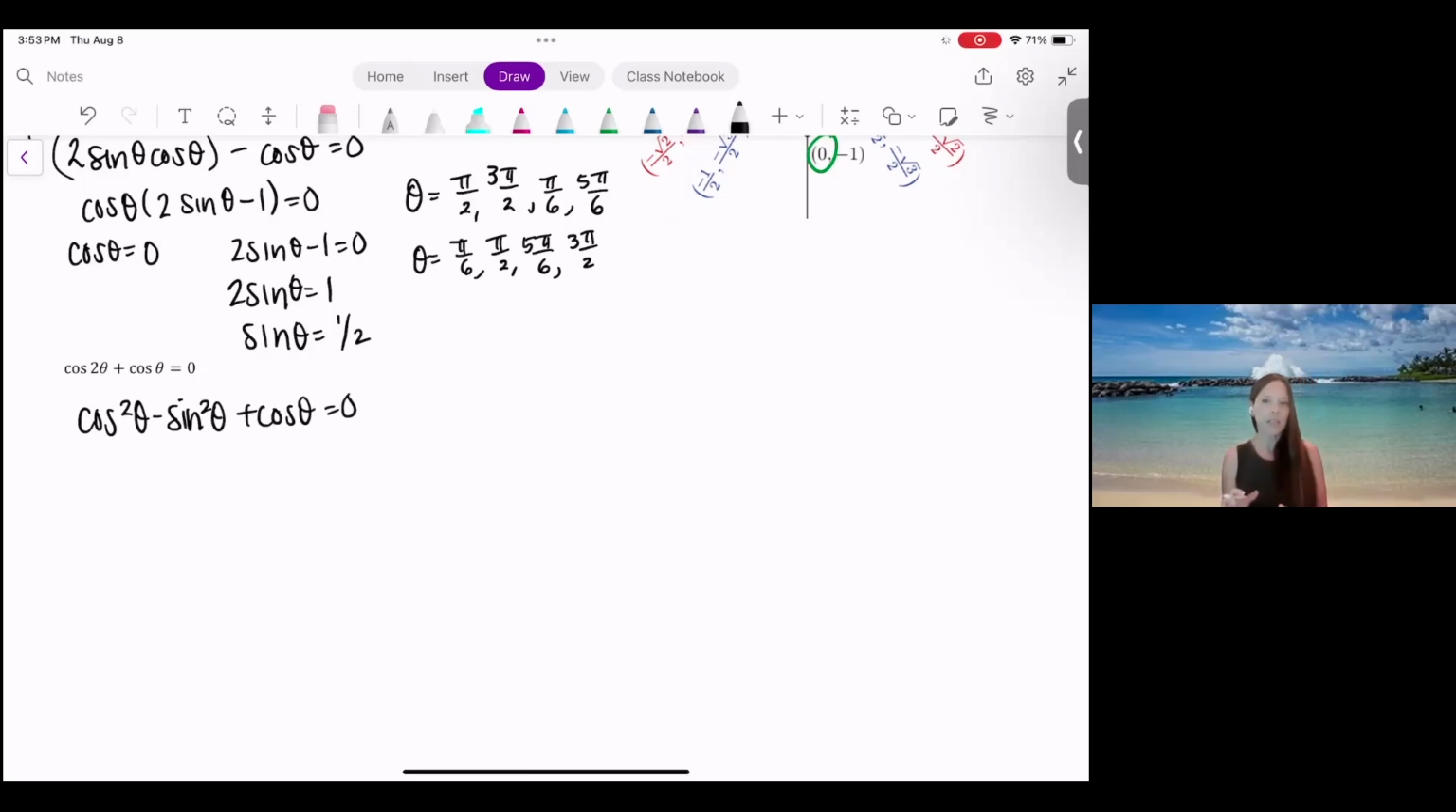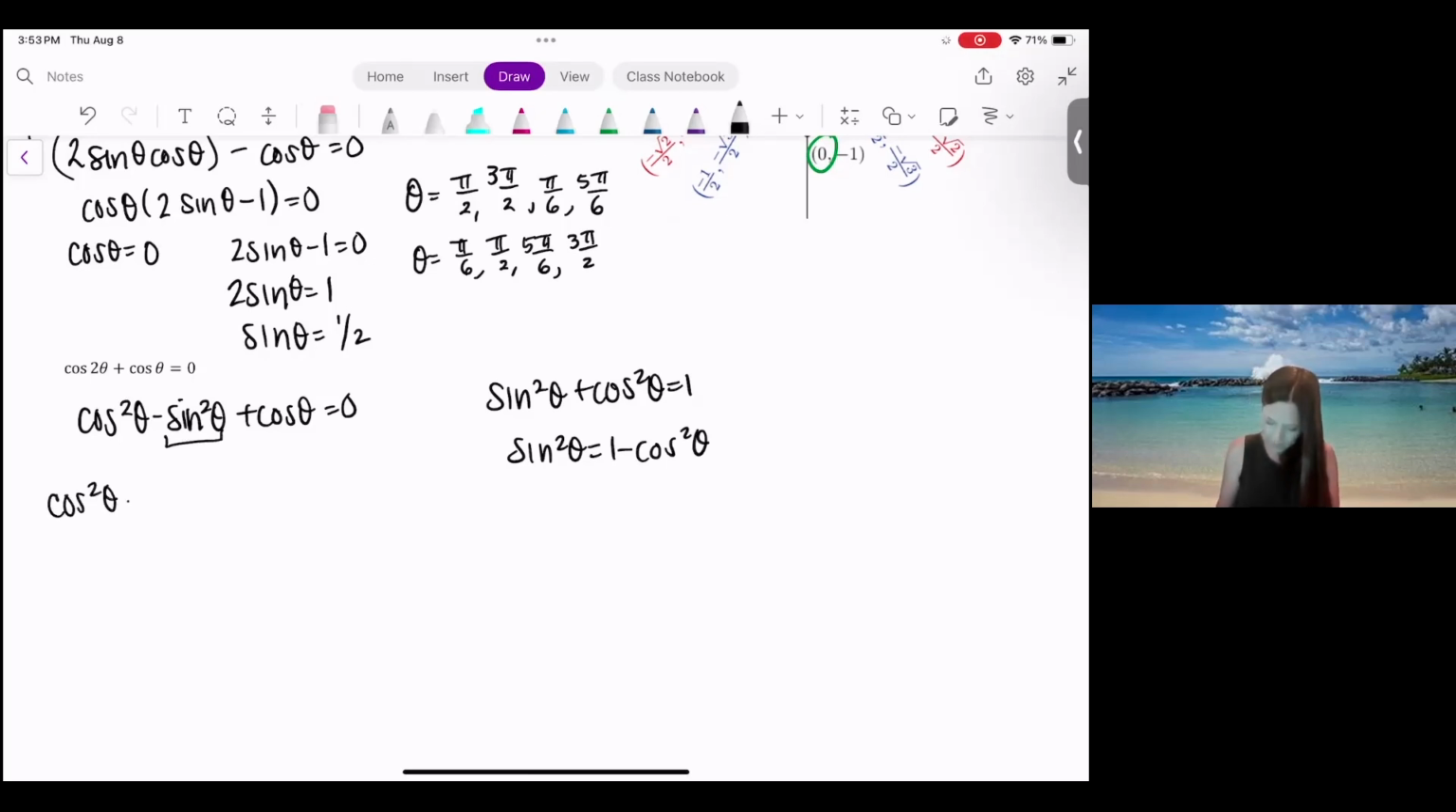Can't really factor anything yet, but maybe I want to rewrite sine squared theta in terms of cosine squared theta. Using the Pythagorean identity of sine squared theta plus cosine squared theta equaling 1, if I subtracted cosine squared theta, then sine squared theta is equal to 1 minus cosine squared theta. I'm going to substitute that in here, which is going to give me cosine squared theta minus 1 minus cosine squared theta plus cosine theta equal to 0.